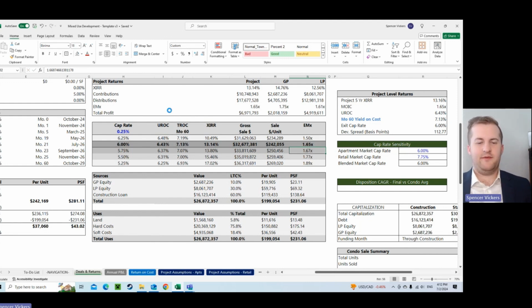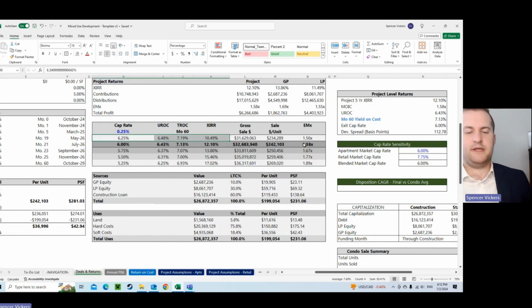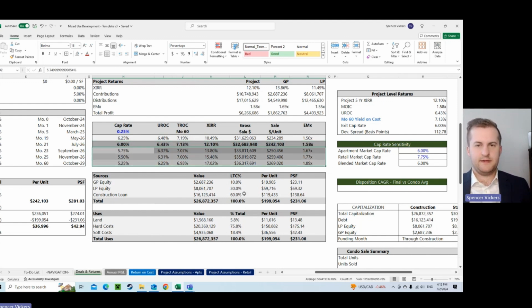A little sensitivity table that shows you, let's recalculate here, based on capital market situation, if we sold for a more compressed cap rate, where would our returns be? If we sold for a little bit more of a decompressed cap rate, where would our returns be? This is sort of where we expect to shake out, and then everything else is upside.